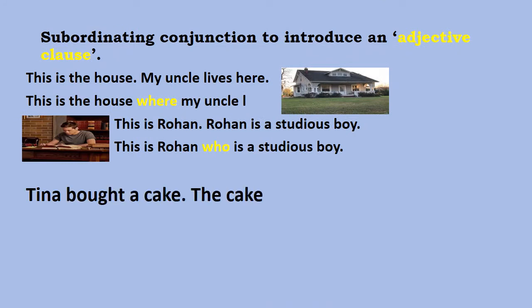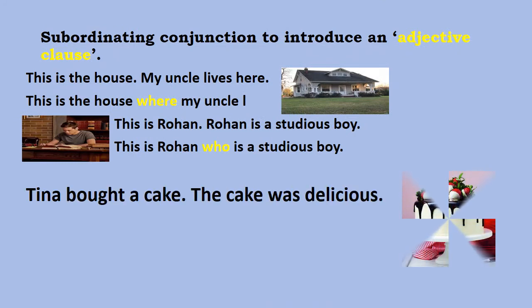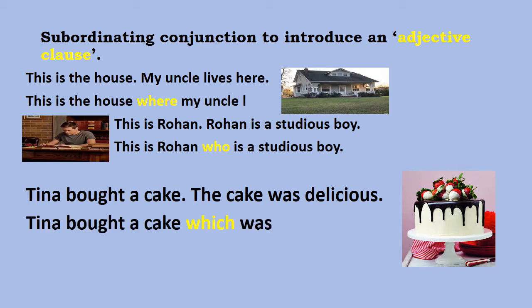Tina bought a cake. The cake was delicious. Joining the two sentences with a subordinator will be, Tina bought a cake which was delicious. Here you can see which was delicious is a dependent clause which has to depend on the main clause for its meaning.